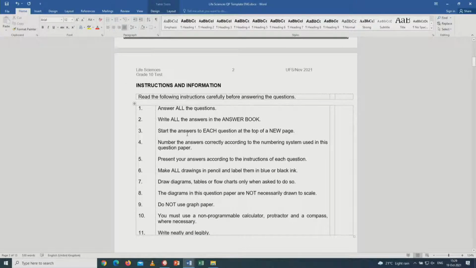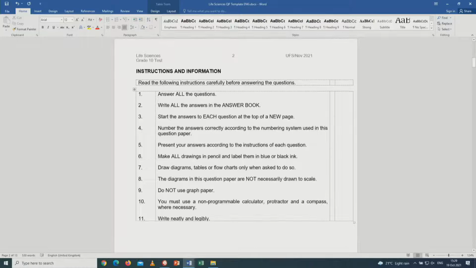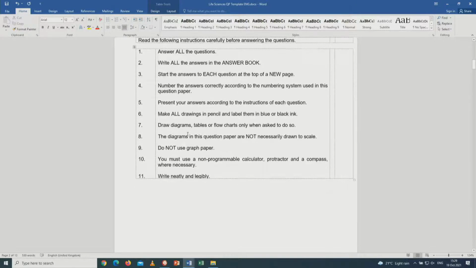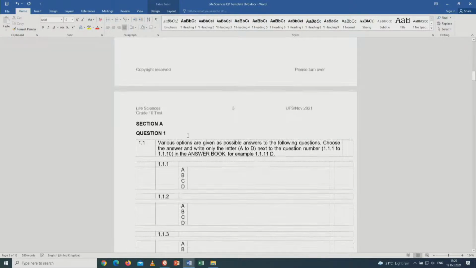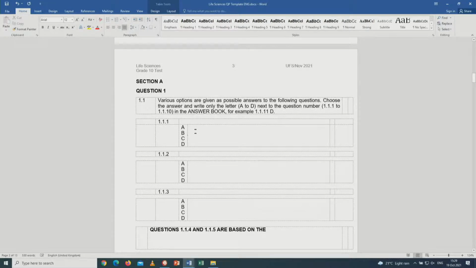Instructions and information, it's given, so you can use it as is. These things you see in all our Life Sciences papers. And then the so-called macro that I'm referring to. The macro is this whole setup. But then inside the paper itself, you will see little dotted lines in the form of tables.